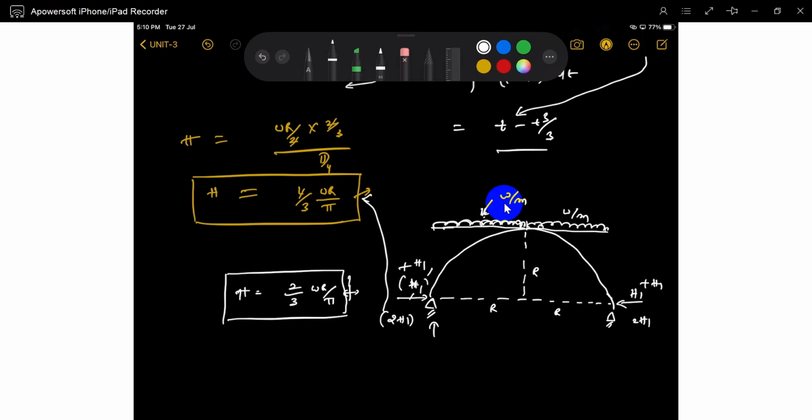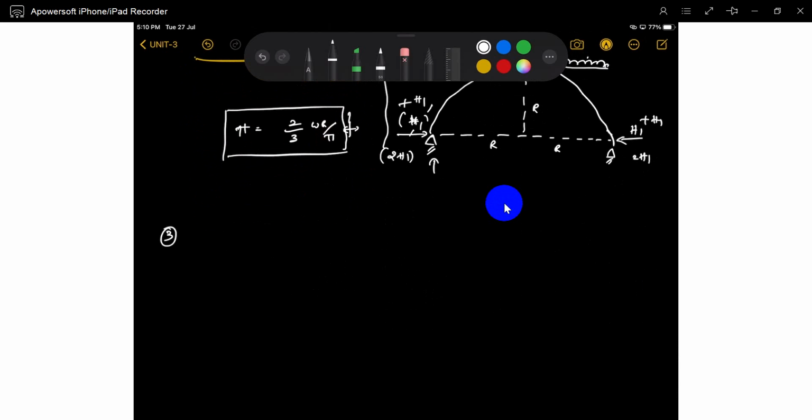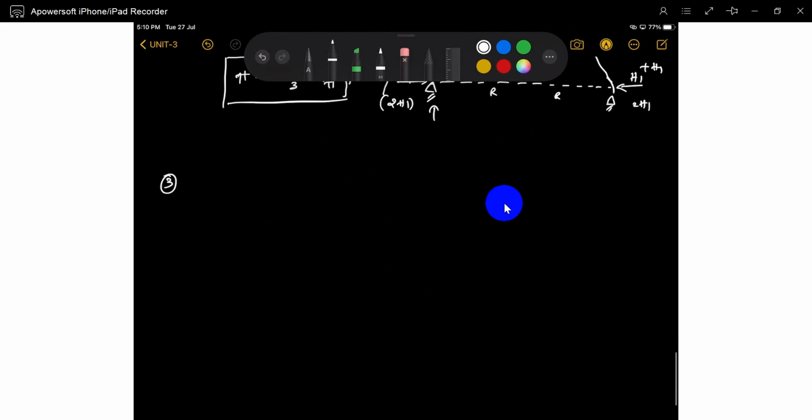So now I will solve another problem. Today we will complete, not a complete, we'll see. Today we will, okay, so today if you see, this is a semicircular arch, R.